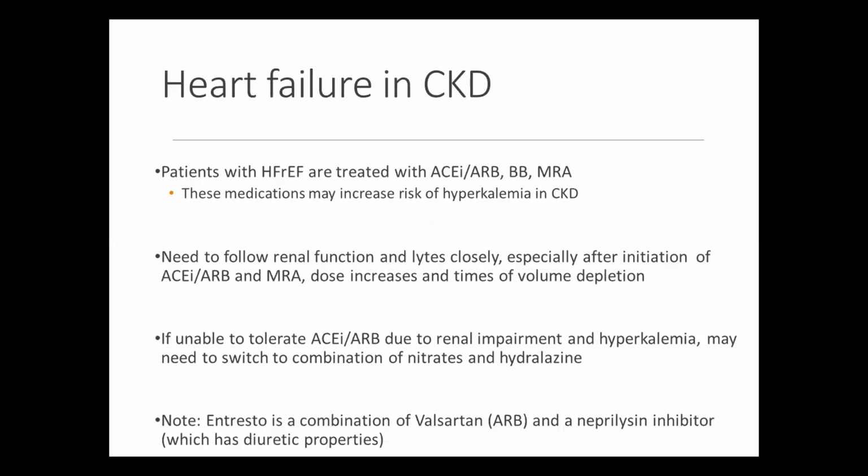Heart failure, especially with reduced ejection fraction or preserved ejection fraction, are very common in CKD. Heart failure with reduced ejection fraction is usually treated with ACEs and ARBs, or ACEs or ARBs, beta blockers and MRAs. And these medications can increase the risk of hyperkalemia in CKD, so it's very important to follow the electrolytes closely. Important to follow the kidney function, especially after initiation of ACEs, ARBs, and spironolactone, as well as dose changes and at times of volume depletion to ensure that the kidney function is stable and that there's no risk of hyperkalemia. For individuals who can't tolerate ACEs or ARBs because of kidney impairment or hyperkalemia, they may need to be switched to a combination of nitrates and hydralazine, which have been shown to be of benefit in these populations.